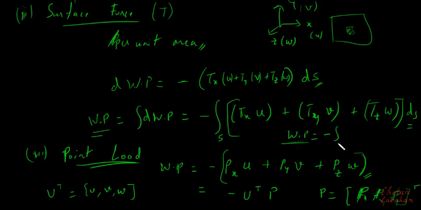I can say that this work potential is minus integral of this surface u transpose T, right? Where what will be u transpose? U transpose will be u, v and w, and T will be Tx, Ty, Tz transpose. Fine. So these are the different types of forces which do the work on the body, and because of that we get different kinds of work potential.